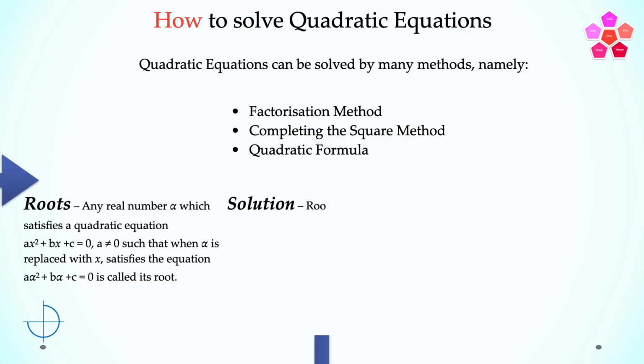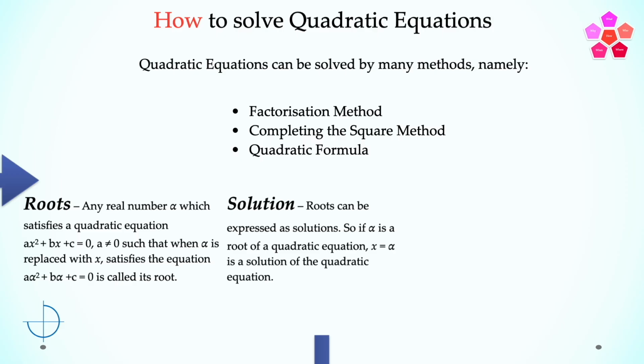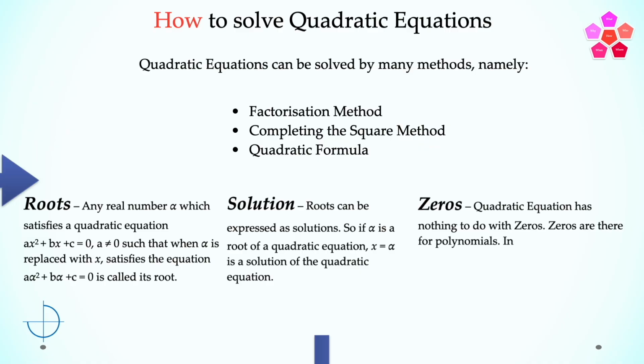Solution. Roots can be expressed as solutions. So if alpha is a root of a quadratic equation, x is equal to alpha is the solution of the quadratic equation. And the final term, that is zeros. Quadratic equation has nothing to do with zeros. Zeros are for polynomials. In a way, for what value of variable x will the polynomial value be equal to 0 is called the polynomial's zeros.